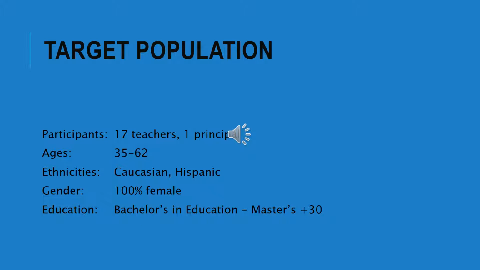The target population for this particular project is the population within my building, which includes 17 teachers and 1 principal. The ages range from 35 to 62 years old. Ethnicities are Caucasian and Hispanic. Gender: we're an all-female staff. And the education ranges from bachelor's in education to a master's plus 30.